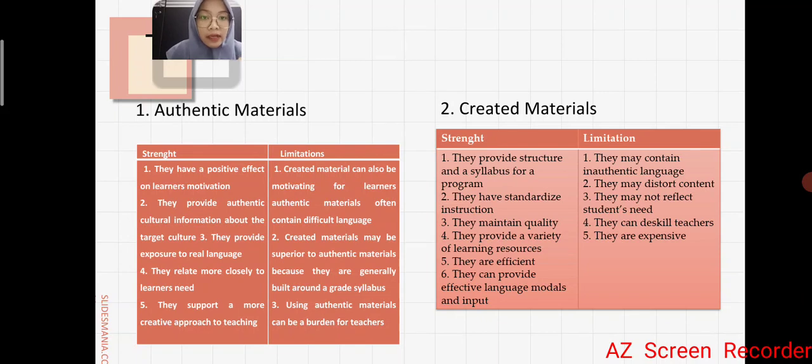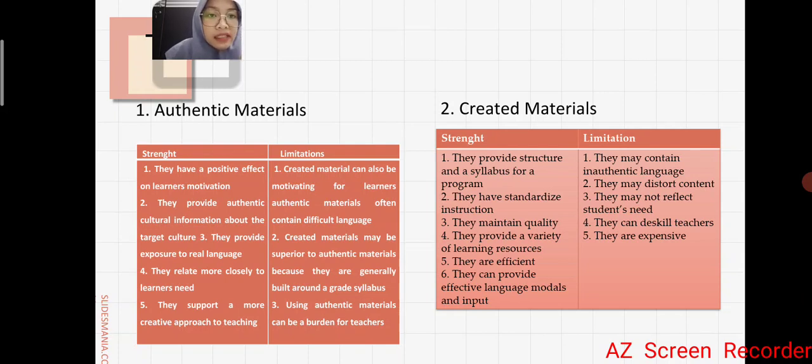The first one is they have a positive effect on learners' motivation. And the second, they provide authentic cultural information about the target culture. And the third, they provide exposure to real language. And the fourth, they relate more closely to learners' needs. And the fifth, they support a more creative approach to teaching.